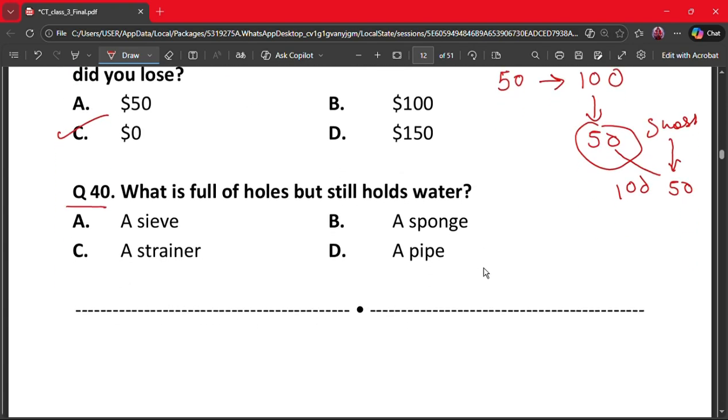Question number 40. What is full of holes but still holds water? A. A sieve, B. A sponge, C. A strainer, D. A pipe. The correct answer is sponge. A sponge has many holes but it holds water.